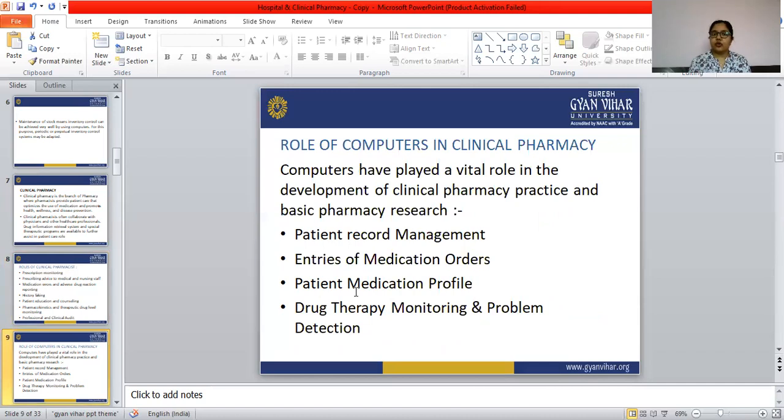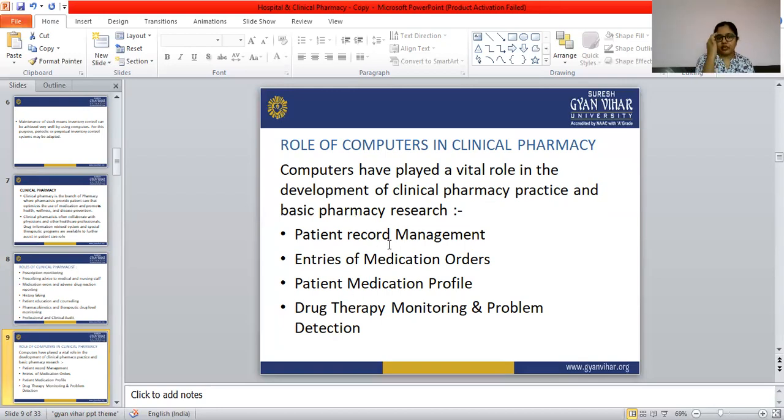Let's see the role of the computer in clinical pharmacy. What are the uses of the computer in clinical pharmacy? This is our topic. Computers have played a vital role in the development of clinical pharmacy practice as well as basic pharmacy research. We use the computer for managing patient records.